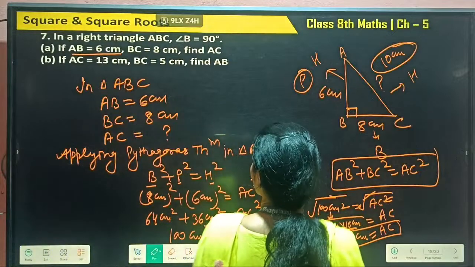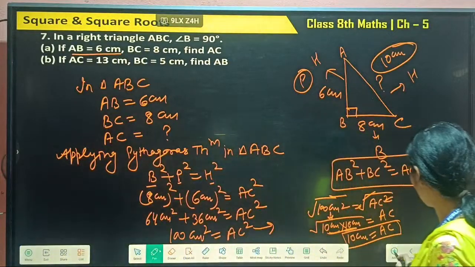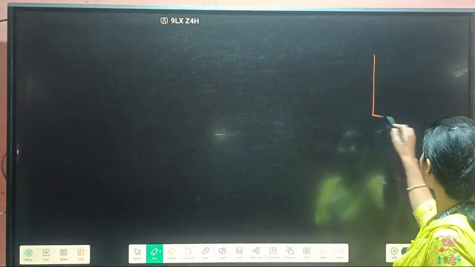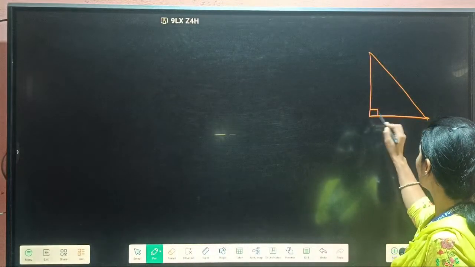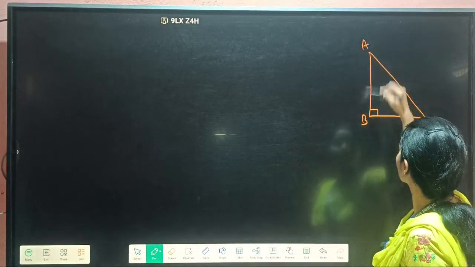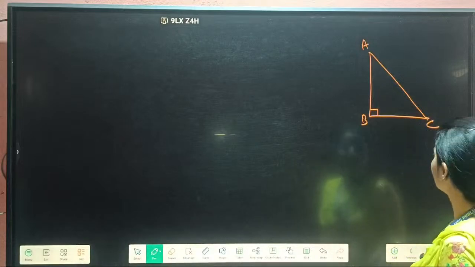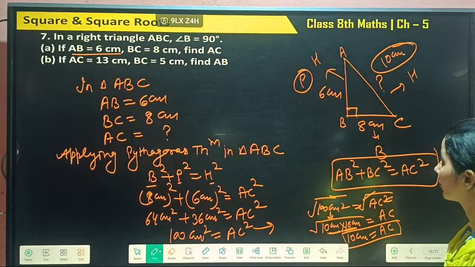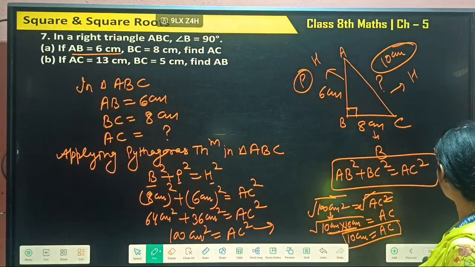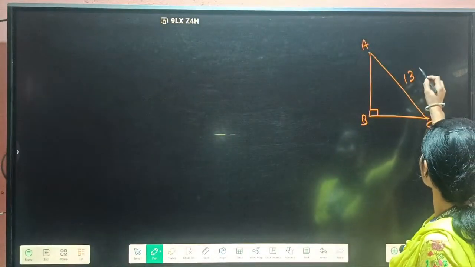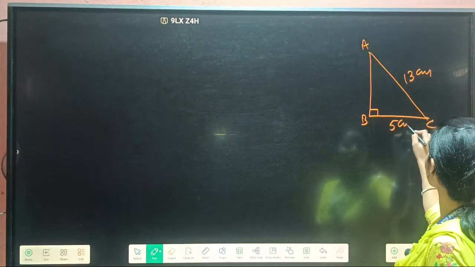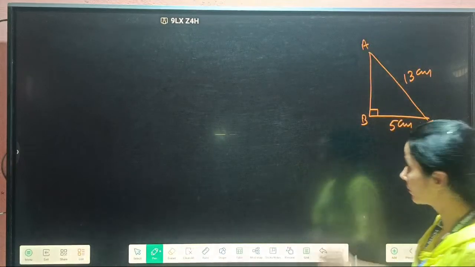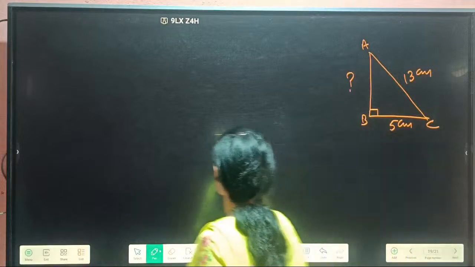Next is, the figure is the same. One right angle triangle, right angled at B, A, B, C. What is given to us? AC is 13 centimeter, BC is 5 centimeter. We have to find out AB. This AB we have to find out.